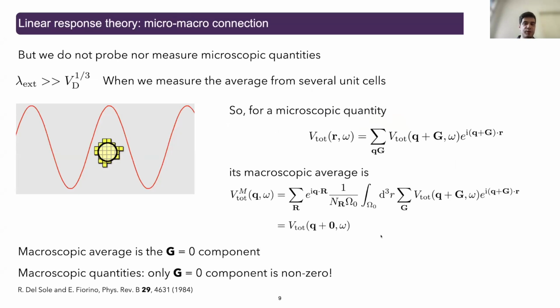To take this average, we should consider that the wavelength of the external field is usually much larger than the typical size of your unit cells. So if you have a microscopic quantity that you expand in reciprocal space using Q and G vectors, you can take its macroscopic average over all unit cells in this way, which leads to the result that only the G = 0 component is actually contributing to what will be measured. All other elements with G vectors different from 0 do not contribute to the final value.